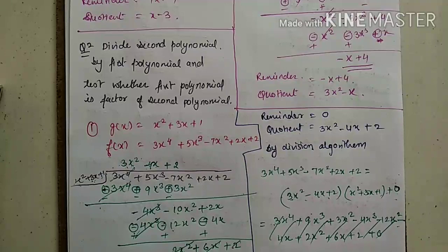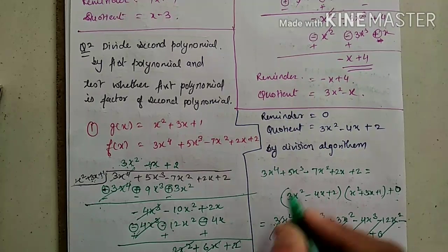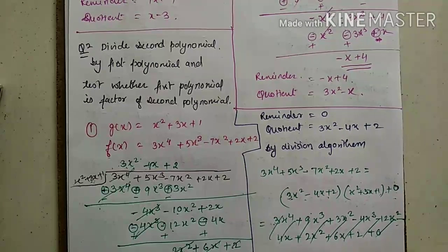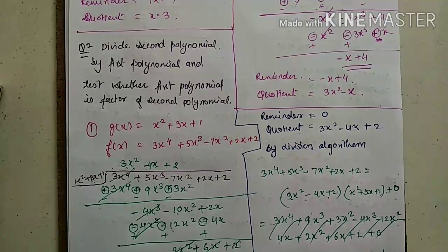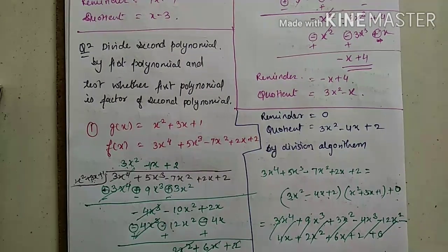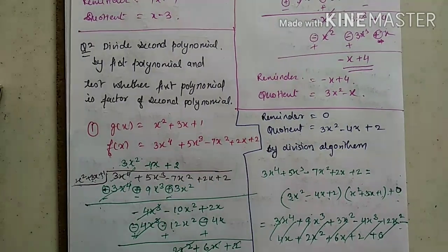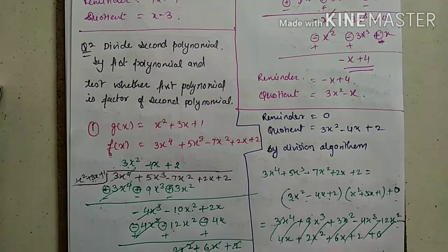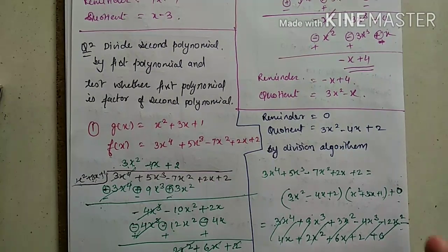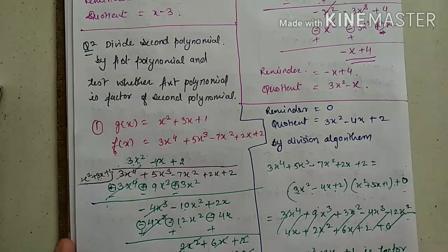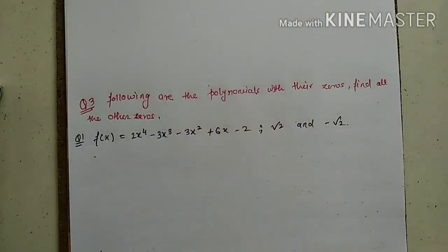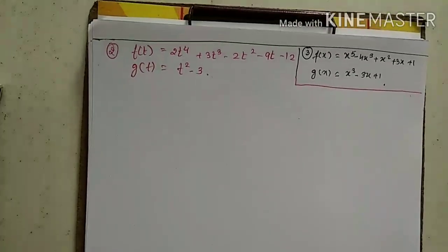So we can say that x square plus 3x plus 1 is a factor of g of x, which equals f of x equals 3x power 4, 5x power 3. By adding you are getting the same thing, that's why I'm not doing it. Okay, is it clear? Understand? Now come to the next question, number 2.